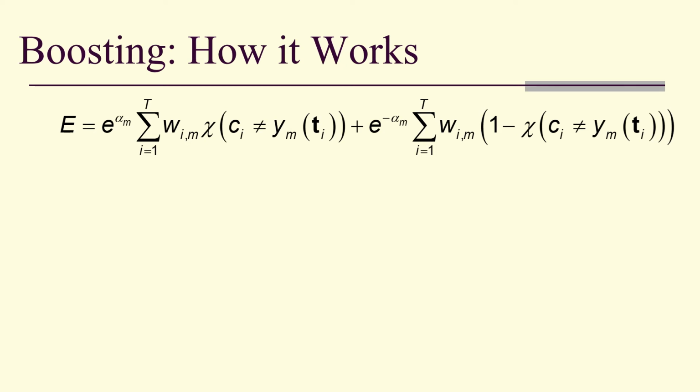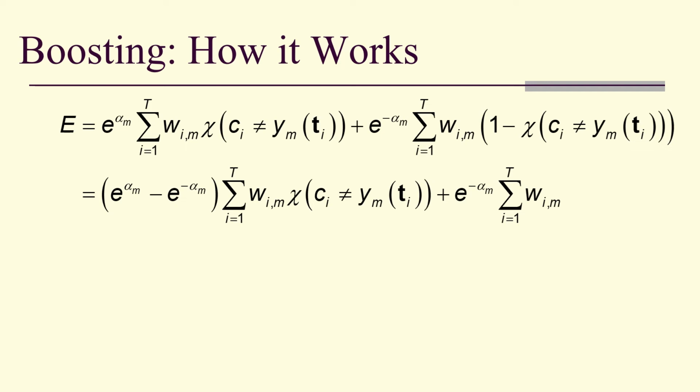And notice we've got a chi of c sub i not equal to y sub m of t sub i in both of these sums. When we put those together, we get e to the alpha m minus e to the negative alpha m times the common sum, i equals 1 to t, w sub i comma m, chi of that condition. And then what we have left is e to the negative alpha m times the sum over the w sub i m's when we multiply that by the 1. This last term is constant with respect to y m. There's no y m's there.